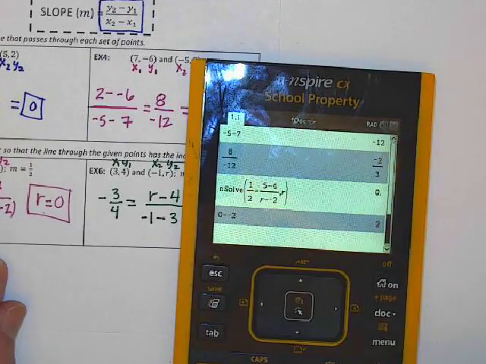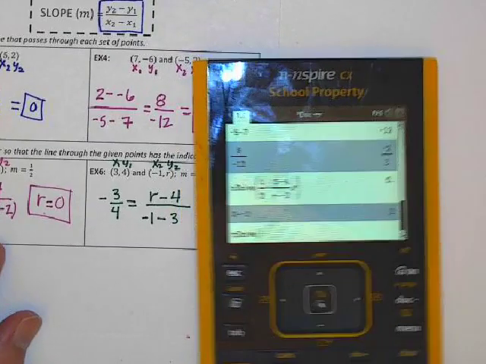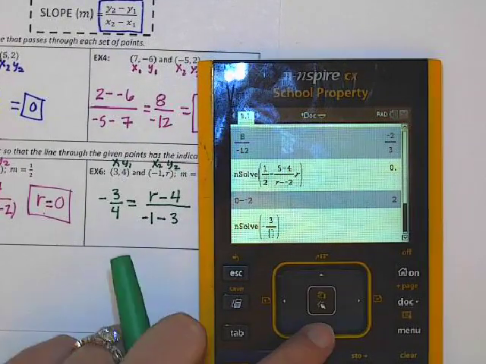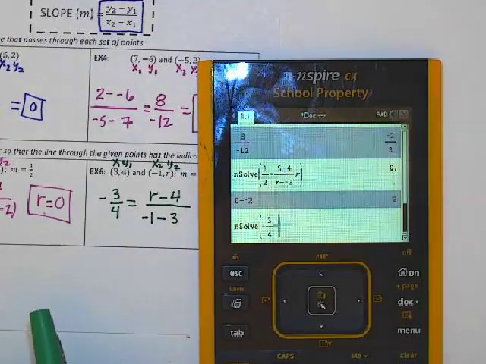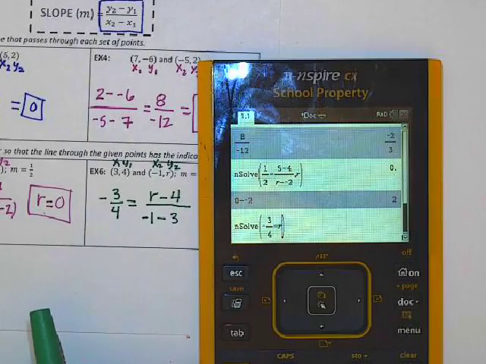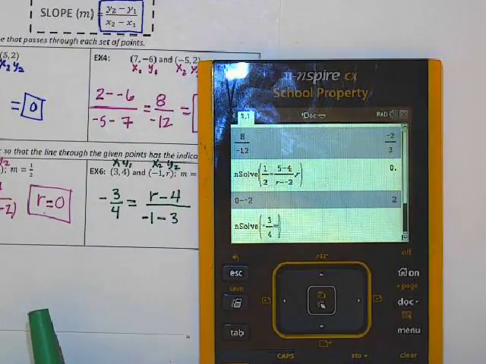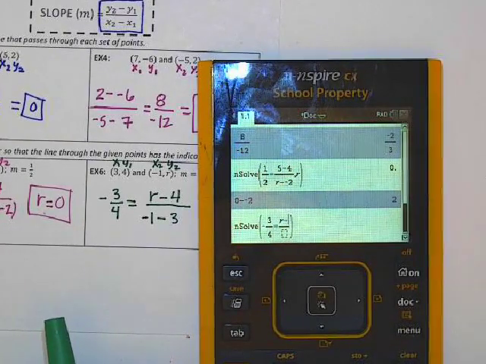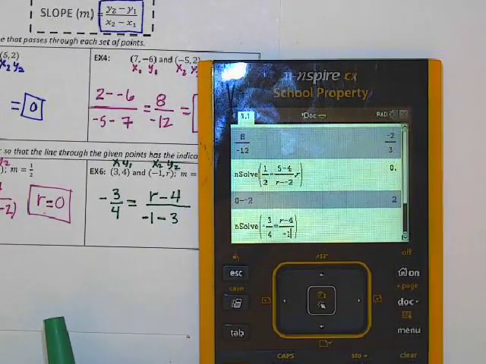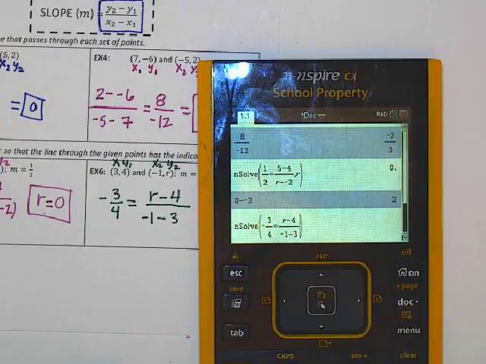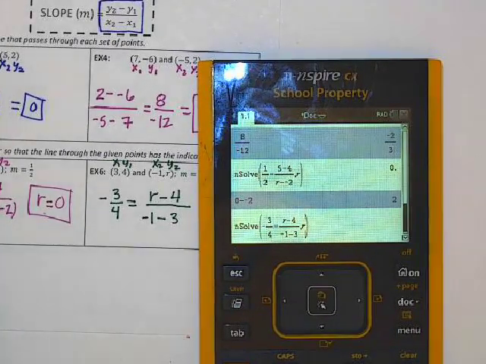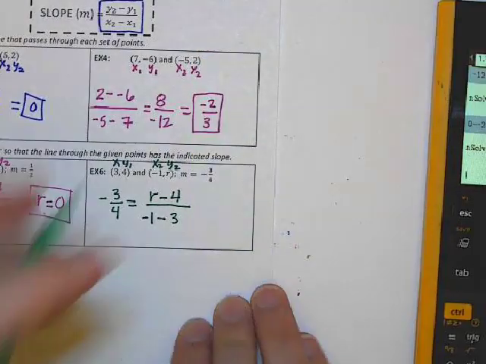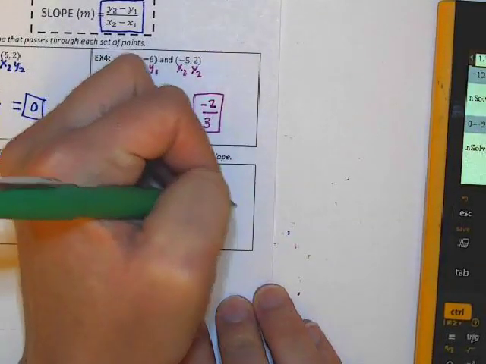nSolve. Menu 31. Negative 3 over 4 equals R minus 4 over negative 1 minus 3. Comma R. And you get 7. R equals 7.